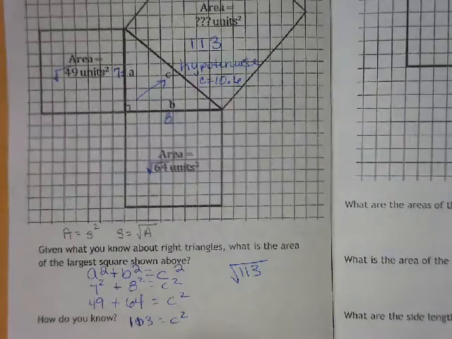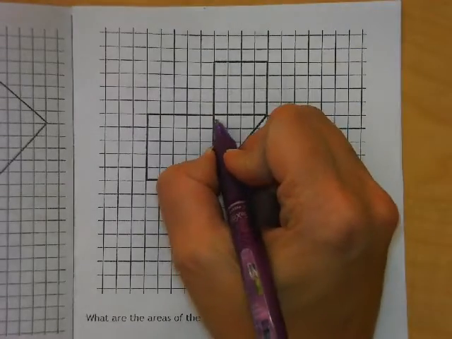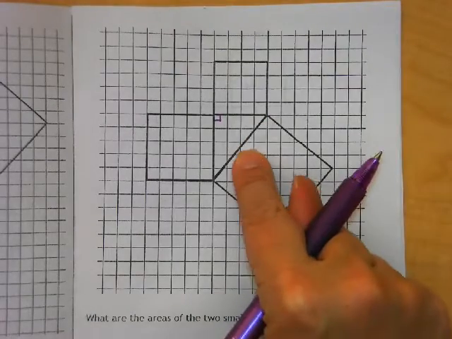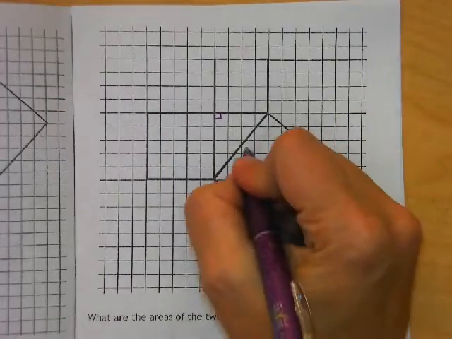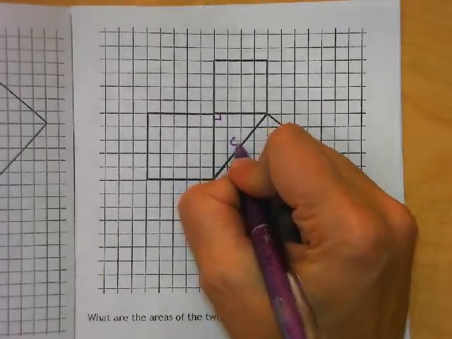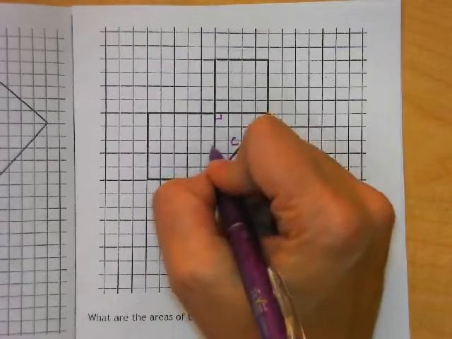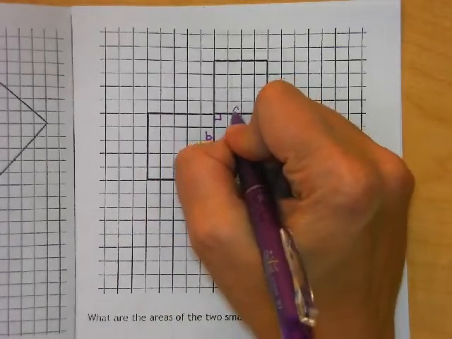All right, let's look at this next one. Now, this one does not have labels for us, so we need to identify our right angle. So what is this side? Is this A, B, or C now? This is C. Good job. What is this side? Okay, B or A, doesn't matter. And we can call this one A.